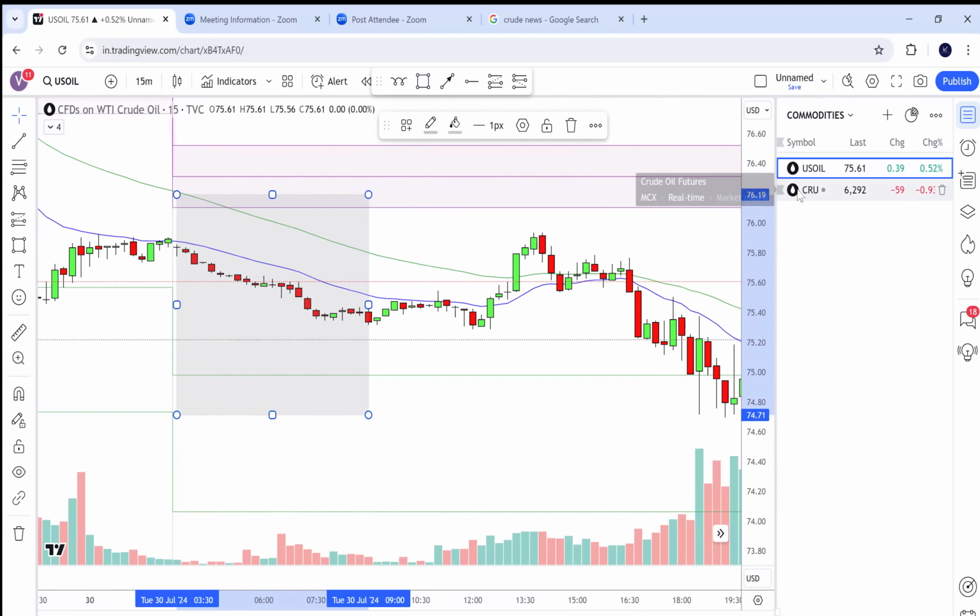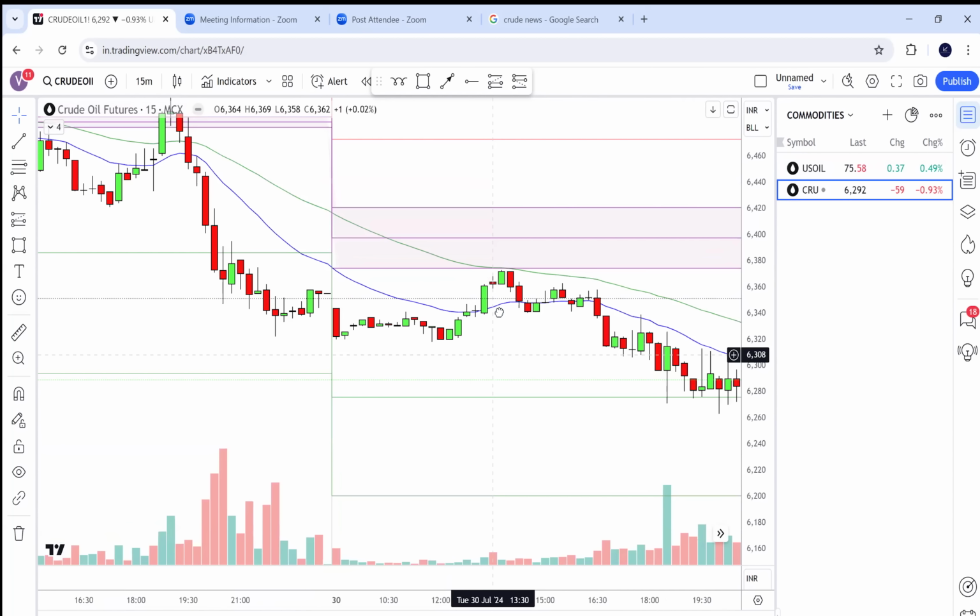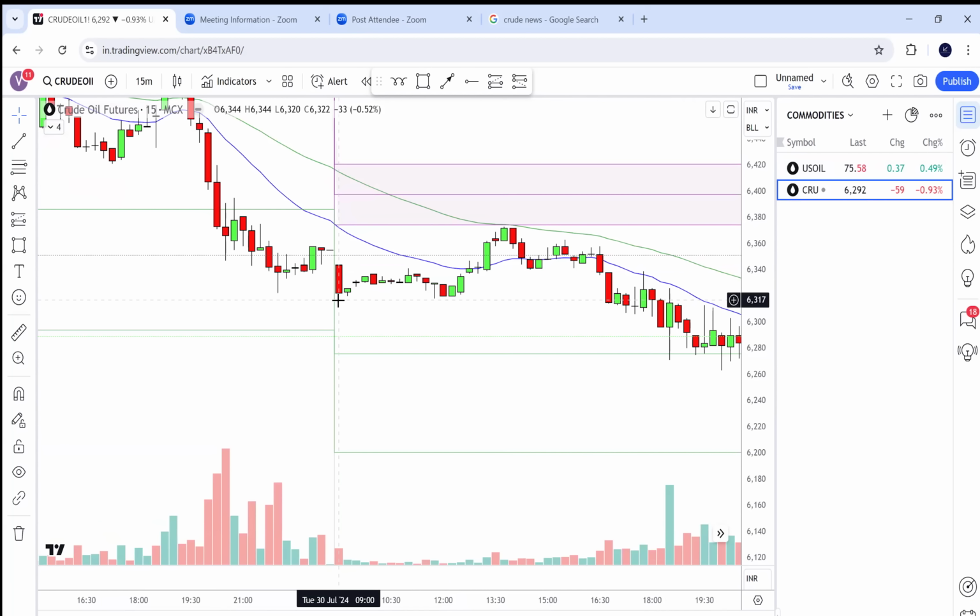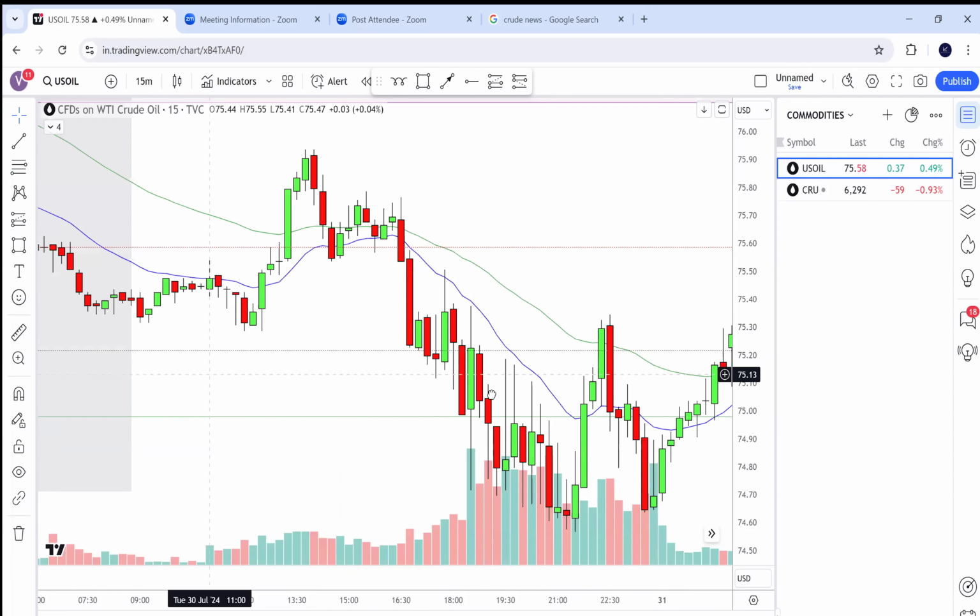Let's go to Indian crude oil, and you can see that this is yesterday's crude oil chart. This is the first candle that you see in the Indian crude oil chart. That is not actually the day's first candle. The day's first candle is this.